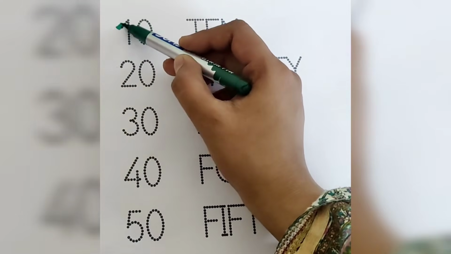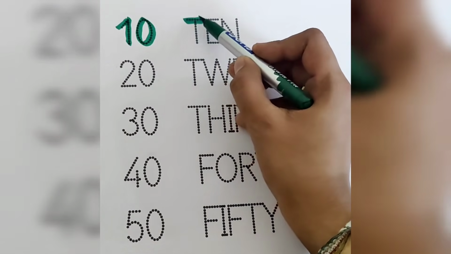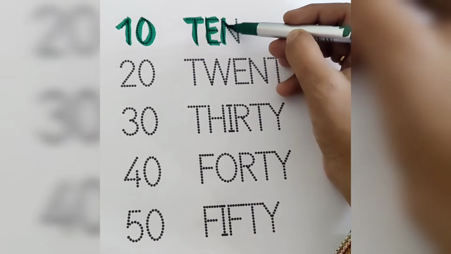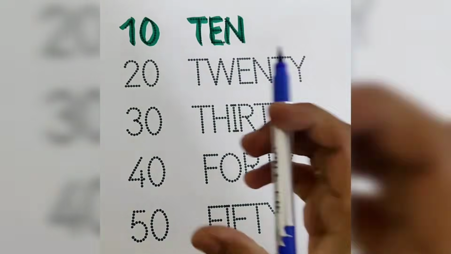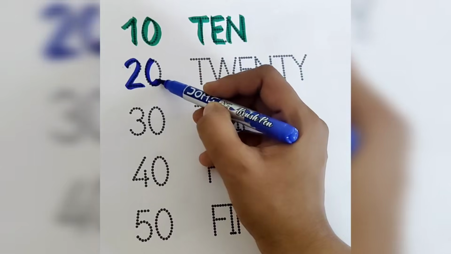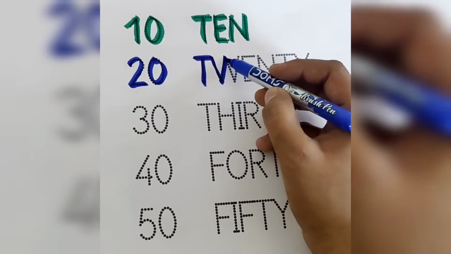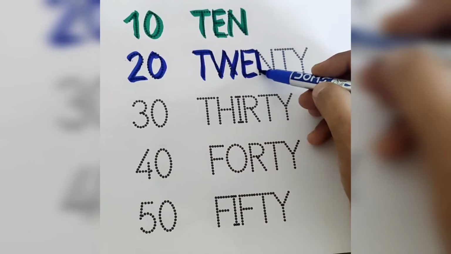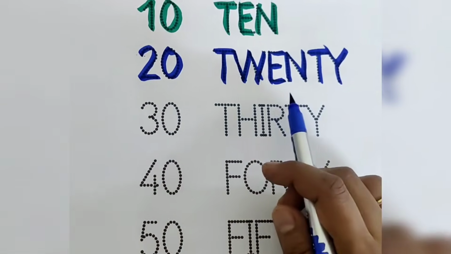This is number 10. Number 10. And its spelling is TEN. 10. Number 10. Then comes number 20. 2, 0, 20. T, W, E, N, T, Y, 20. Number 20.